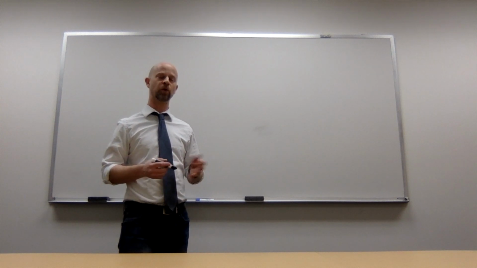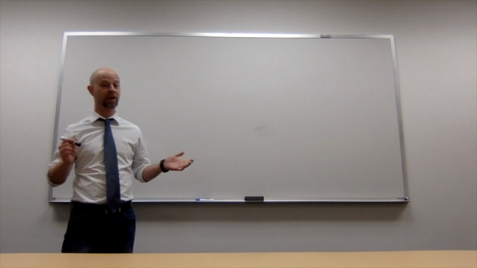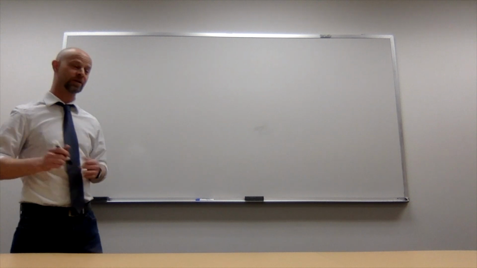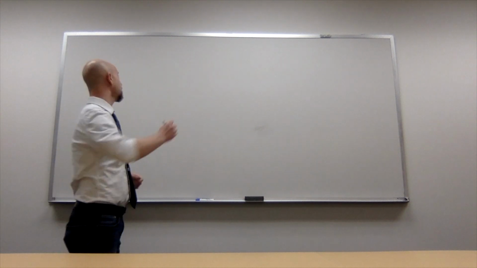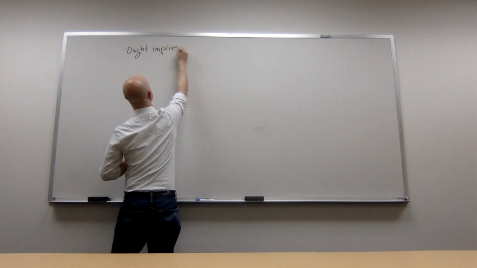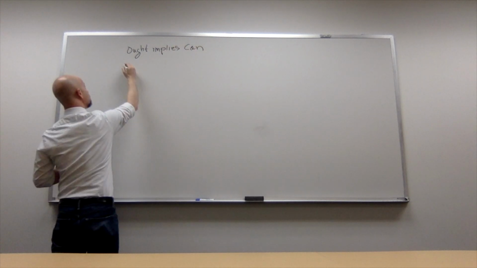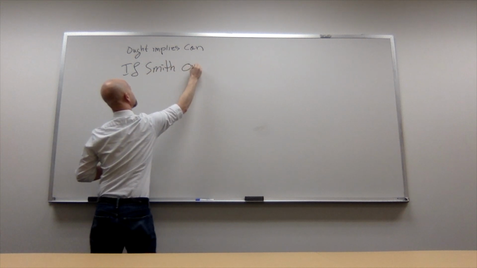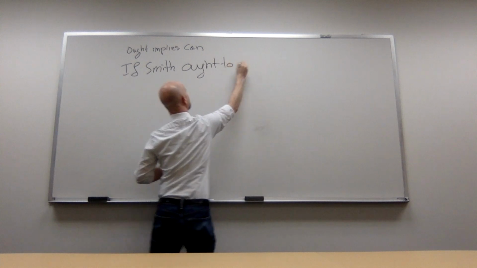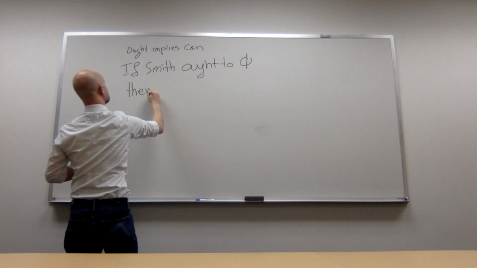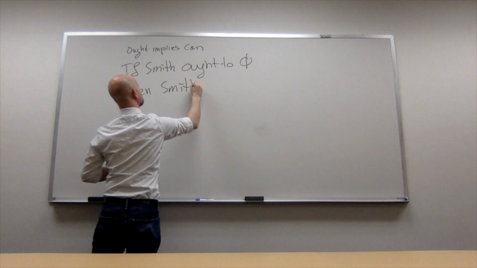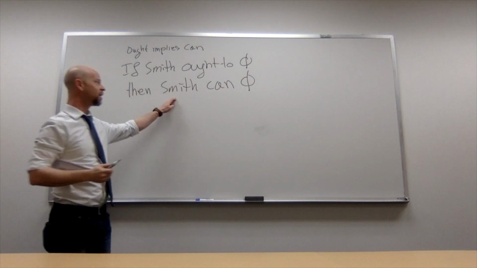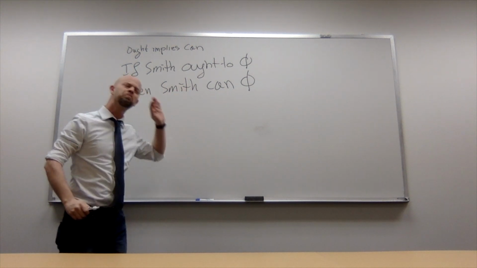Let's begin with the principle that says, if you have a moral obligation to do such and such, then it better be the case that you can do it. So this is a notion called ought implies can. So we might say, if Smith ought to phi, then Smith can phi. Right? We wouldn't want to say that Smith has an obligation to phi if it's impossible for Smith to phi.